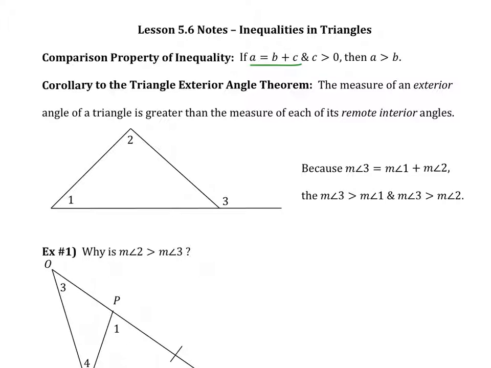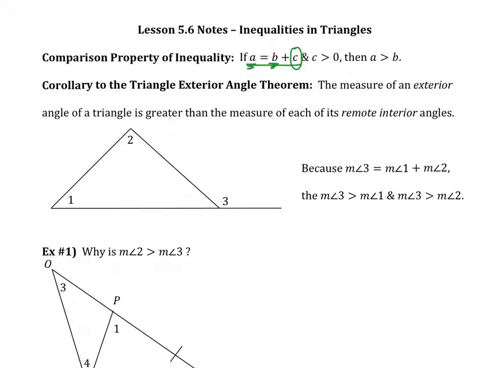And the C, so this number, is positive, greater than 0, okay? Then it has to be true that A will be greater than B. Does that make sense? If you have to add something to B to get A, then A has to be the bigger of the two numbers, right? So that's the comparison property of inequality.